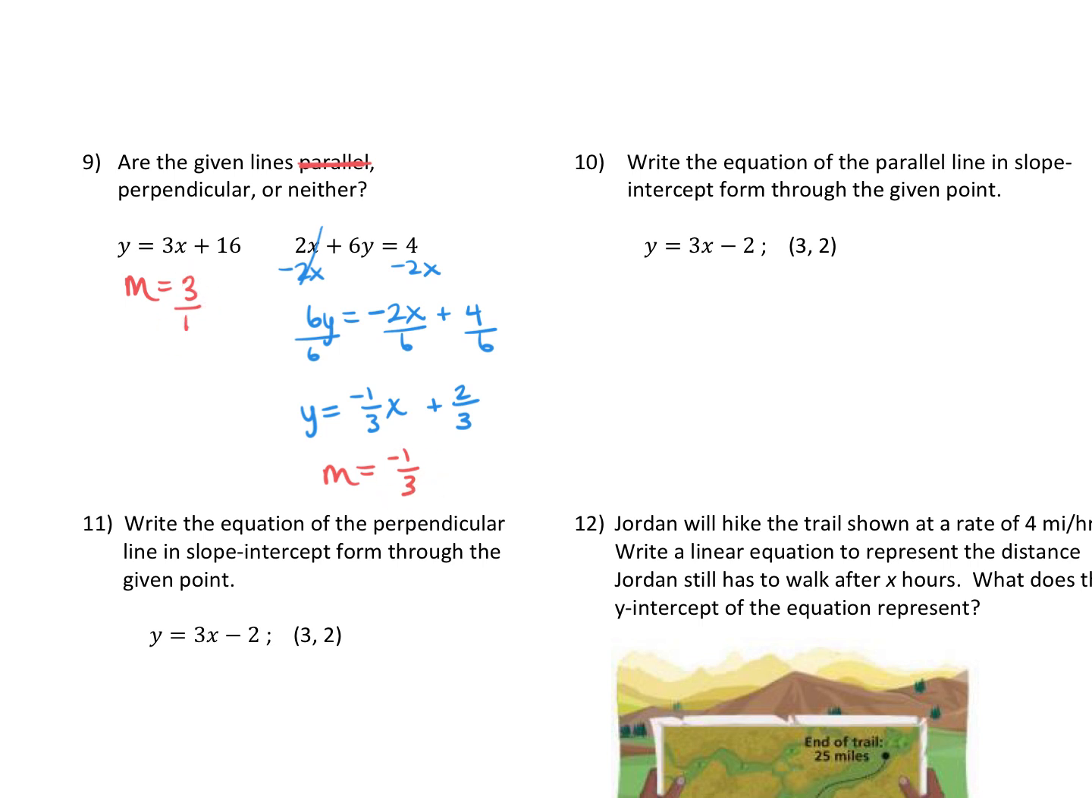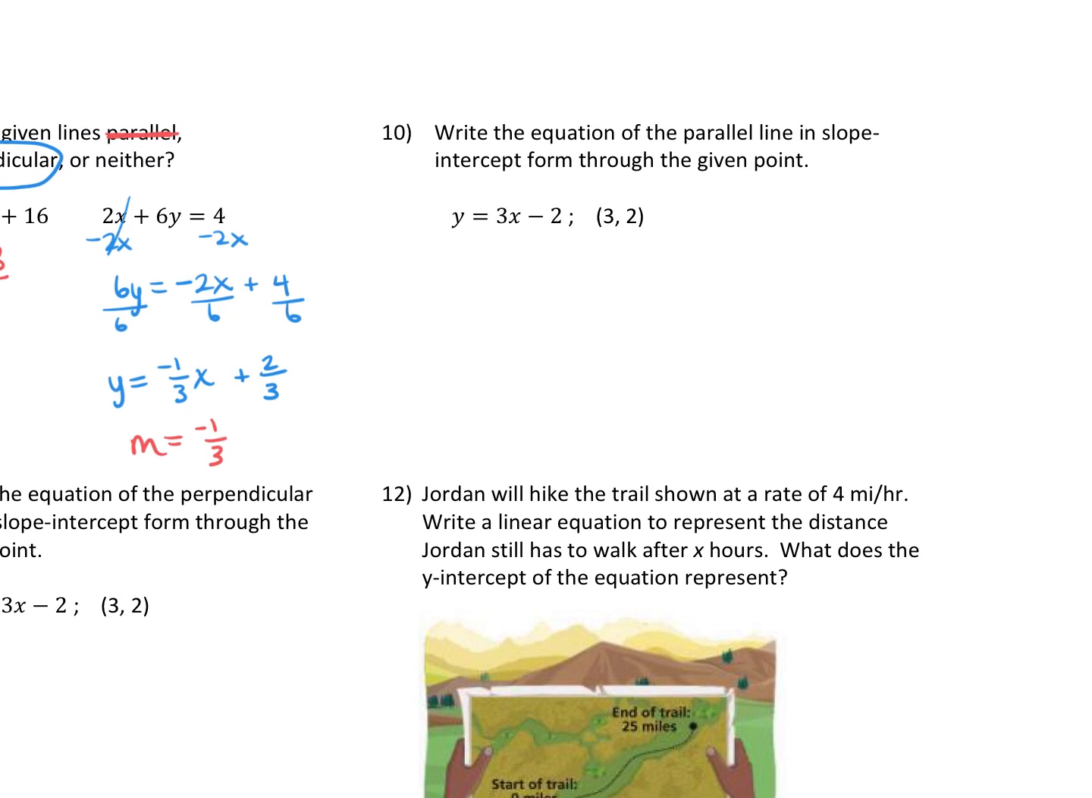Great, they are opposite. Are they also reciprocals? A reciprocal is when you take a fraction and you flip it. So 3 over 1 would be 1 over 3. Oh, this is 1 over 3. Look at that. So this slope is 3 over 1. This slope is a negative 1 over 3. Those are opposite reciprocals. So that means that these two lines are perpendicular.